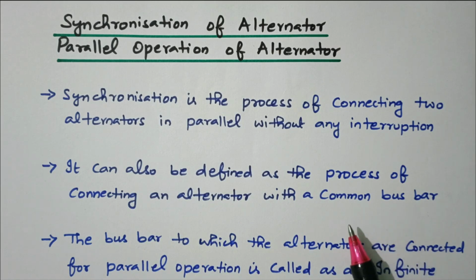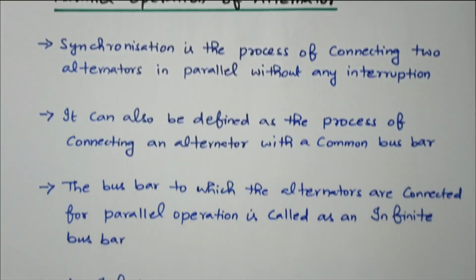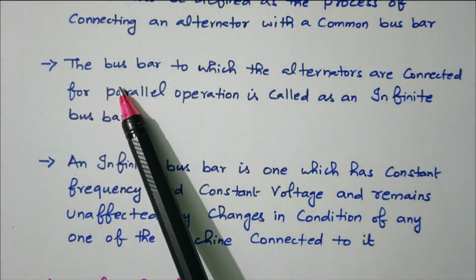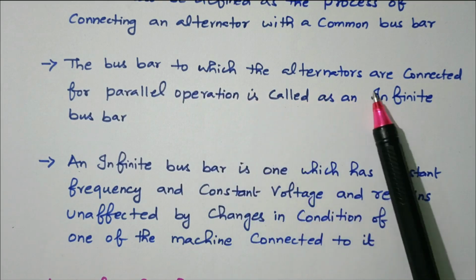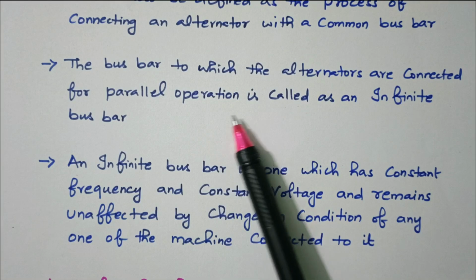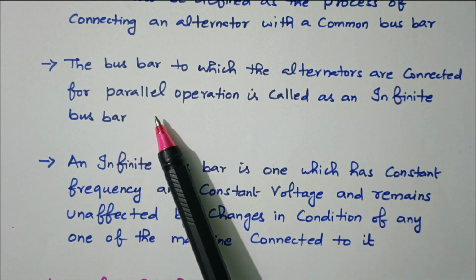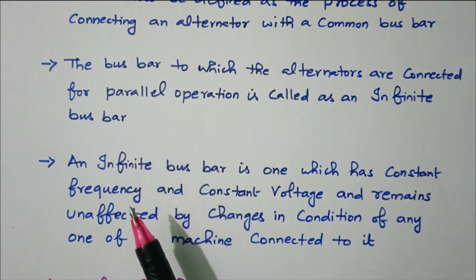So there are n number of alternators available. We need to connect the alternator into the common bus bar. That process is called the synchronization. The bus bar to which the alternators are connected for parallel operation is called an infinite bus bar. Where we are connecting the alternator, that bus bar is called infinite bus bar.